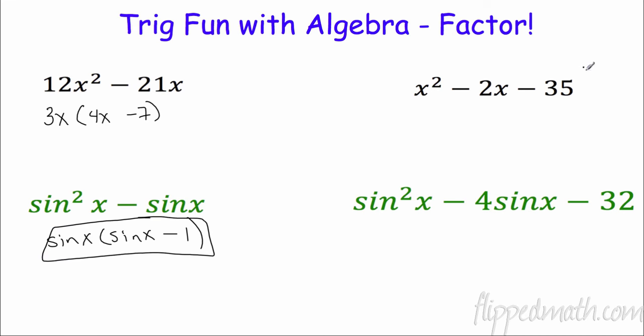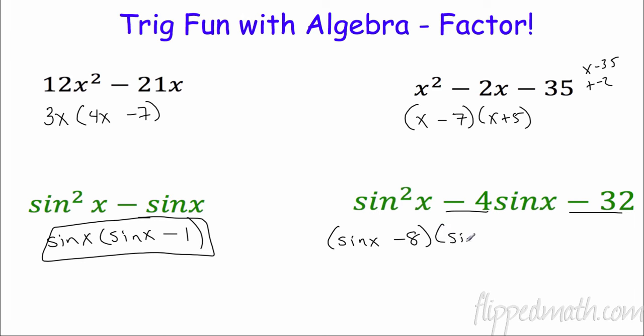Much like up here, two numbers that multiply to negative 35 and add to negative 2. We know that that is x minus 7 and x plus 5, just factoring. We can do this. What are two numbers that multiply to negative 32 and add to negative 4? That's going to be sine x minus 8 and sine x plus 4. All right, nothing too different there.